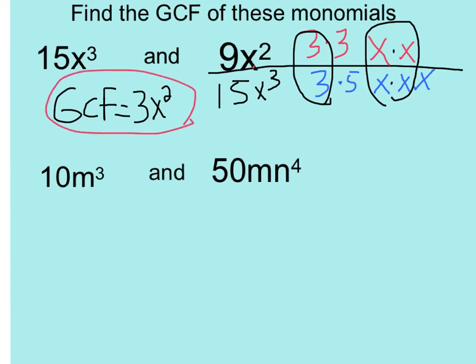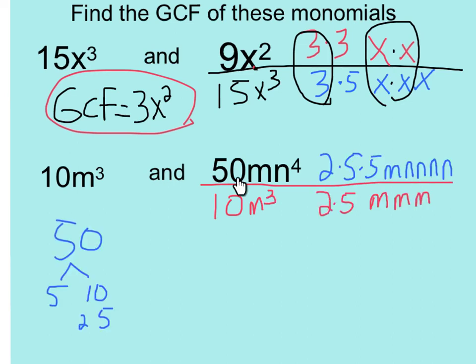Alright, let's try the next one. I'm going to take this 10m^3 and I'm going to write it underneath, and I'm going to list my factors of both. So I took 50, I did a quick little prime factorization chart, and I did 50 is 5 times 10, and 10 is 2 times 5. So 50 is 2 multiplied to 5 multiplied to 5. I have 1 m, and I have 4 n's. For my 10, I broke that apart to 2 times 5, and for my 3 m's, I wrote them.